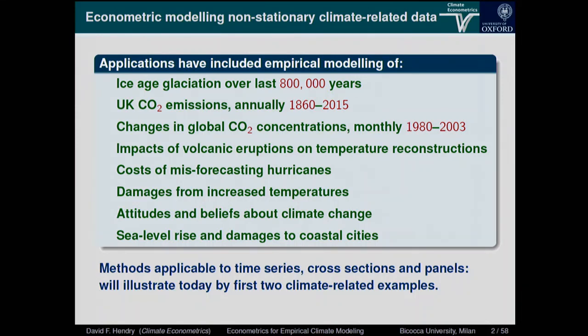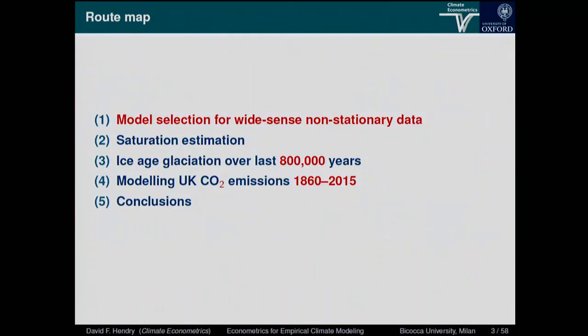Now, one of the criticisms that we've had about the kind of methods we use is that they're only single equation, but both of the examples here are going to be systems. So let's talk about the 4 basic issues. Model selection for wide-sense non-stationary data, the saturation estimators that we use for picking up outliers and shifts, and that's a major part of the paper. Quite a lot of the saturation estimations are published, but the 3 new methods I'll talk about are unpublished. Then modeling UK CO2 emissions and the Ice Age glaciation as examples, and then very brief conclusions.